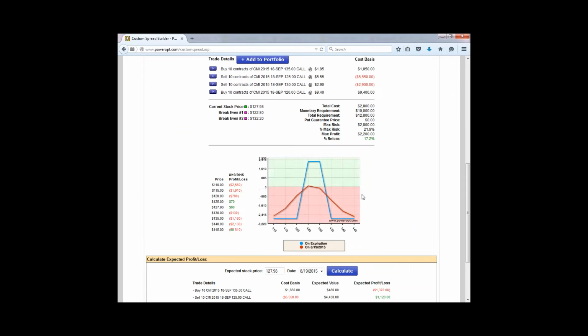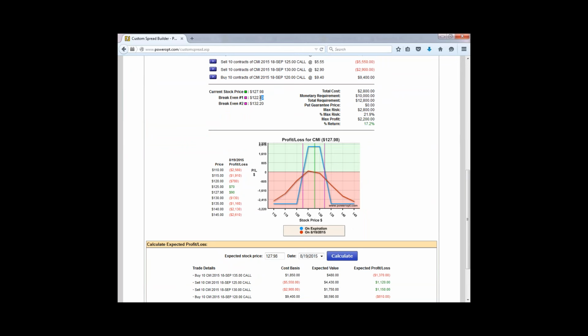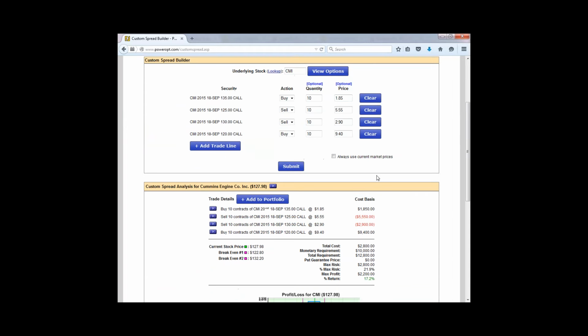So here's our all call condor. Our break evens are wider now to $122.80 and $132.20. But it's done at a debit. So now we've got that $2,800 exposure, which will happen, of course, if the stock drops below 120 at September, or if it goes above 135, our 2 long option strike prices. And then, of course, we could do the same thing we talked about with the put.